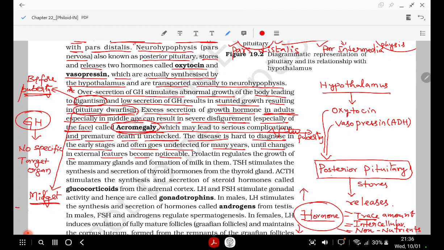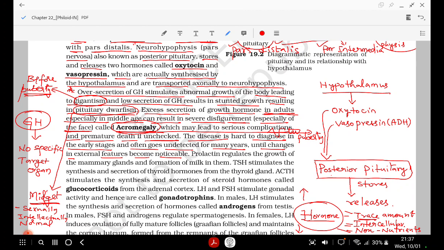In this, they are short in height, but psychologically, sexually and intellectually they are not abnormal. Sexually and intellectually, people with pituitary dwarfism are normal. This is due to lower secretion of growth hormone.